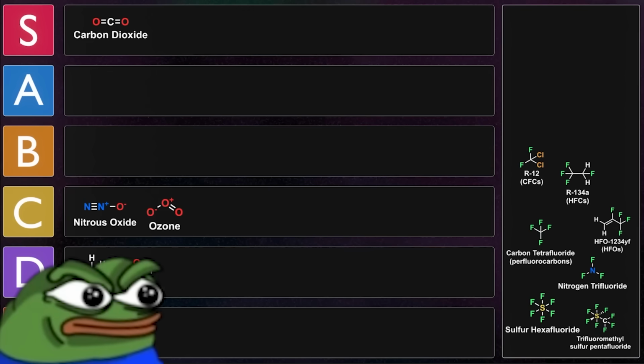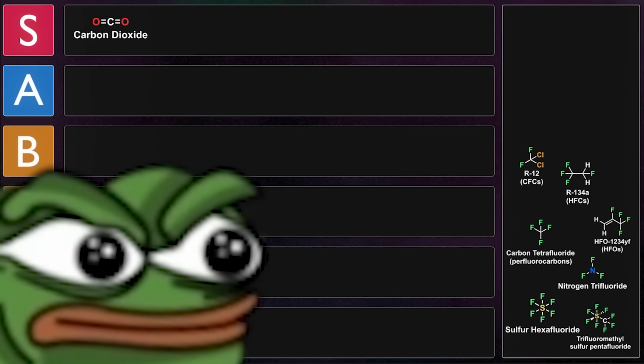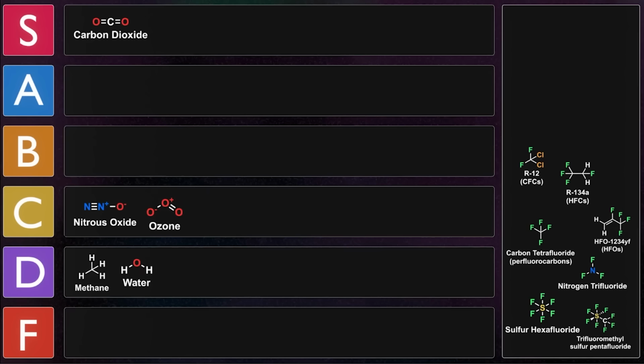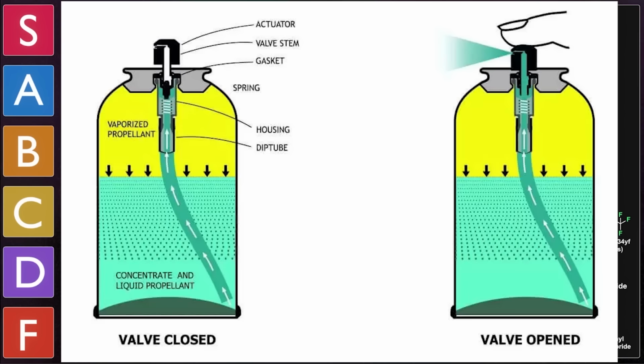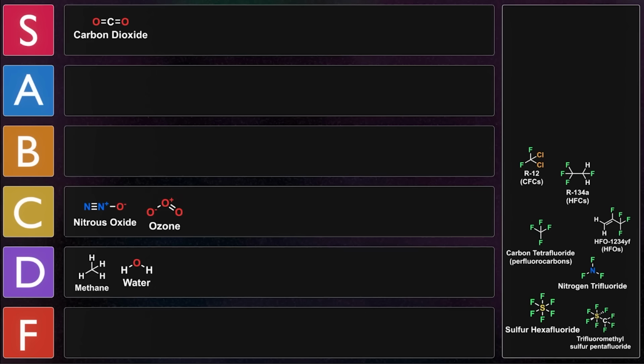Next, we have the really guilty molecules, chlorofluorocarbons and hydrofluorocarbons. CFCs and HFCs have very high global warming potentials. These gases were commonly used in refrigeration, air conditioning, and as propellants in aerosol sprays. Although many CFCs have been phased out due to their role in ozone depletion, HFCs have replaced them, continuing to contribute significantly to global warming.